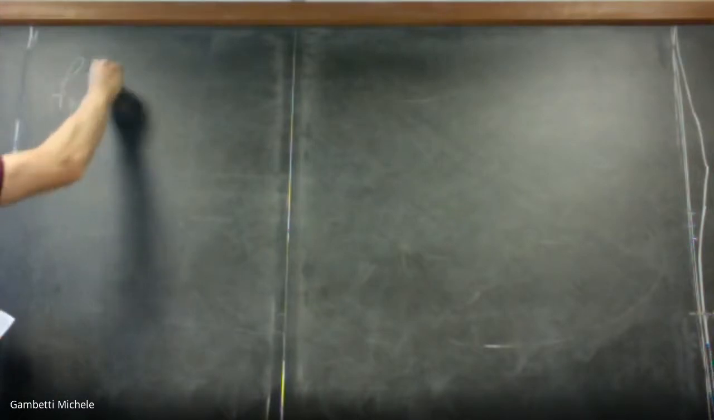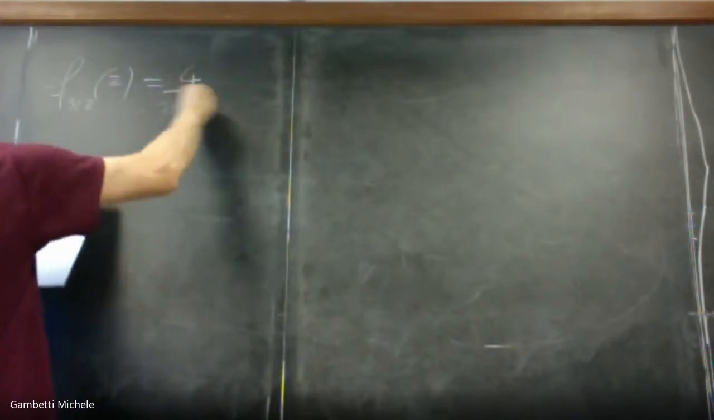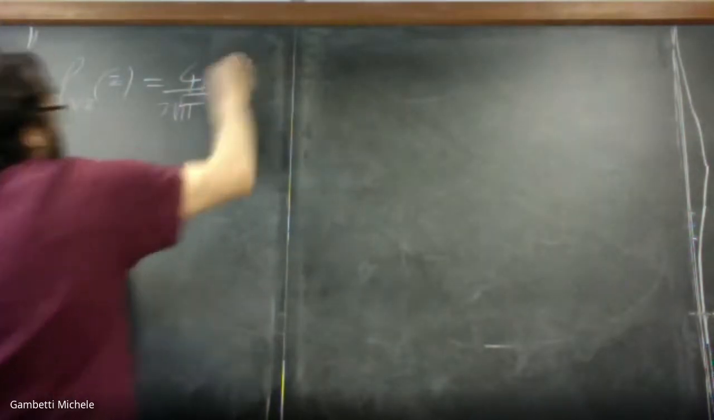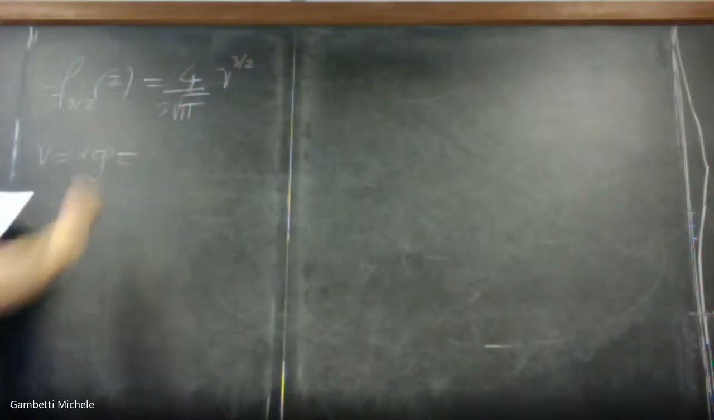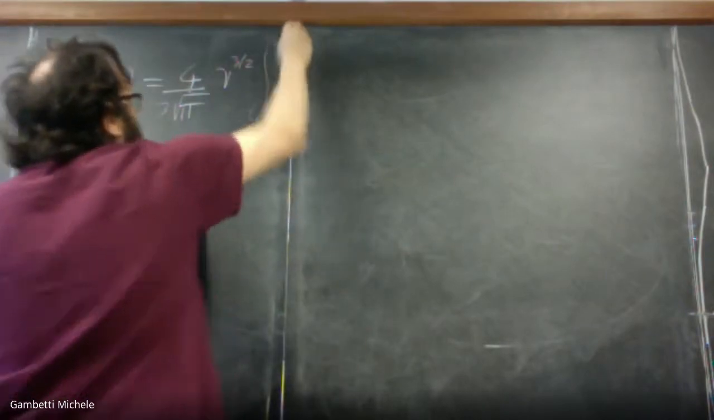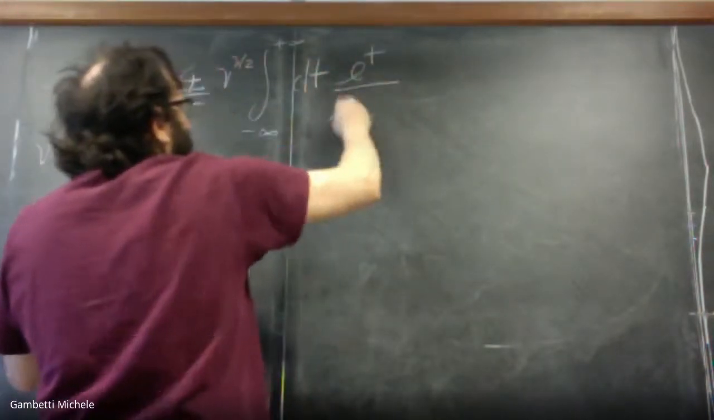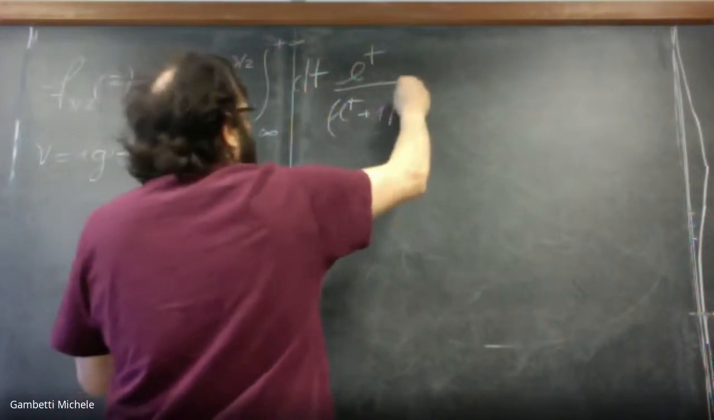And so I think that at some point we managed to write this equation. We started from the f_{3/2} of z, and we wrote this quantity. So I have 4 divided by 3 square root of pi, nu to the power of 3/2, where nu is the log of the fugacity, and then I have this integral from minus infinity to plus infinity of dt, and then e^t over (e^t plus 1) squared.